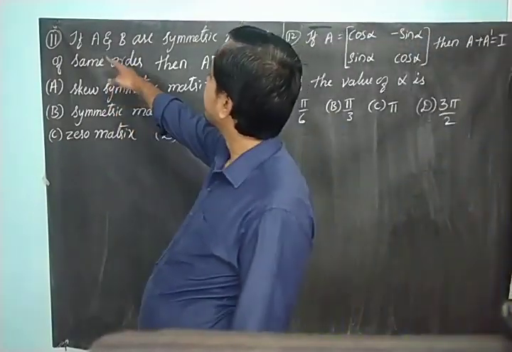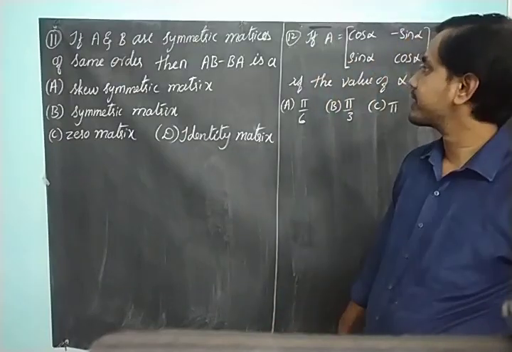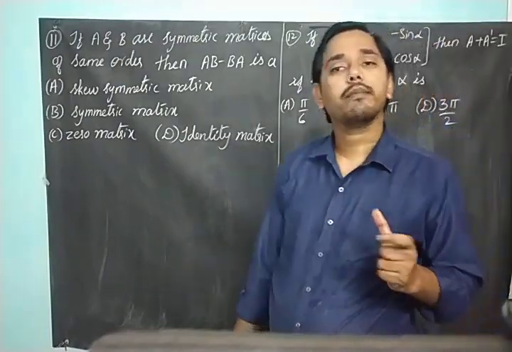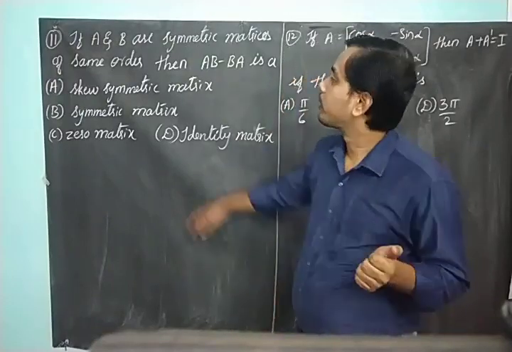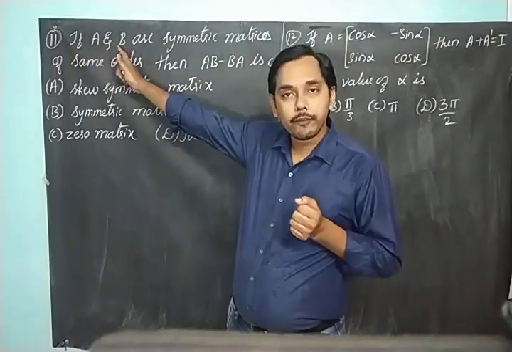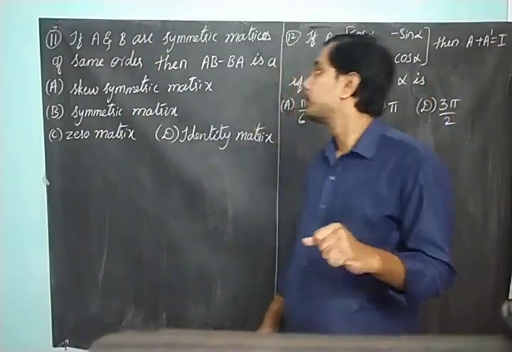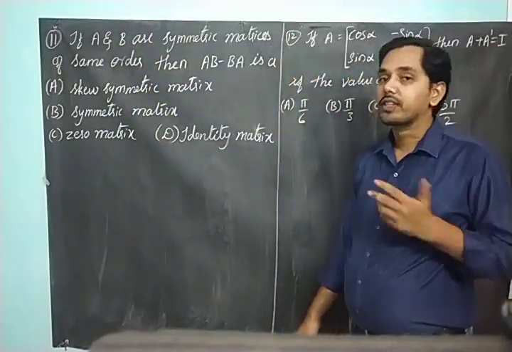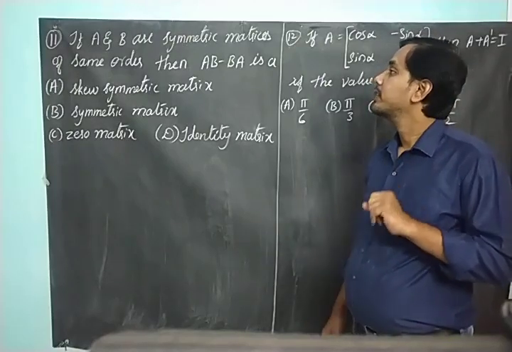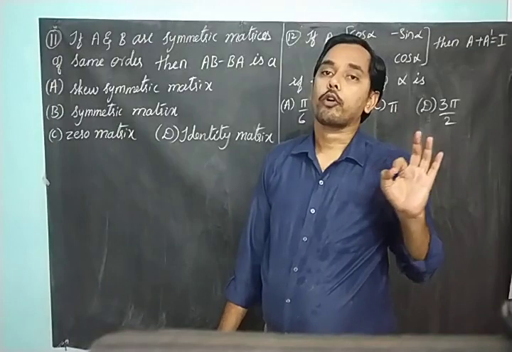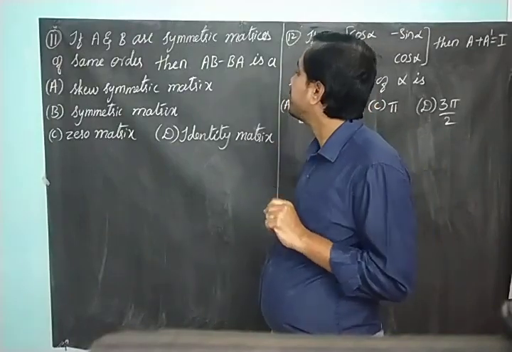What is there here? If A and B are symmetric matrices of the same order, the order is not mentioned but it will be the same. Whatever order matrix A has, the same will be the order of matrix B. If A is 2 cross 2, B also will be 2 cross 2. If A is 3 cross 3, B also will be 3 cross 3. So whatever order is there, that will be the same order for A and B.